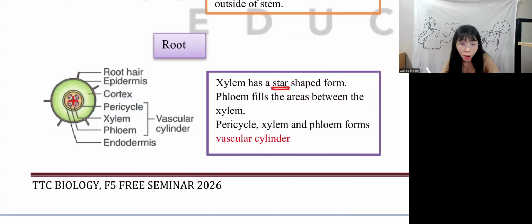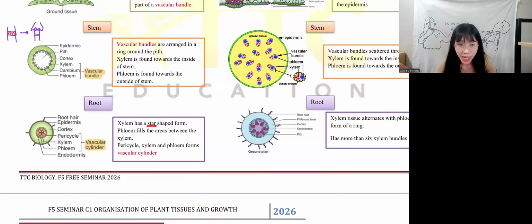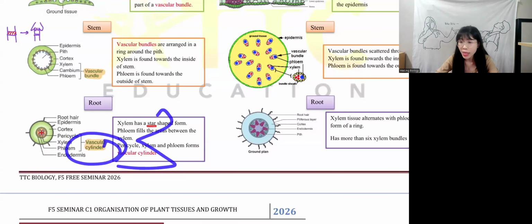What is a pericycle? Pericycle is used to form the lateral root. The root at the side is called lateral root. That's why they have to use this pericycle. The name that we use is called vascular cylinder. In chapter 1, actually you don't learn vascular cylinder yet. You only learn vascular cylinder in chapter 3 when we learn about root.